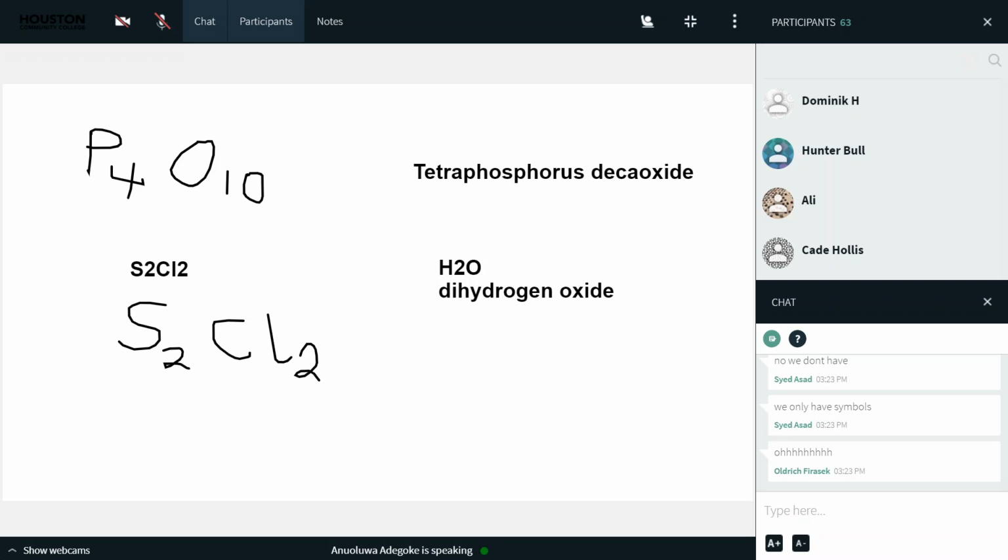I will try to attach another periodic table that has names, but the names will be really small. And no, you're not allowed to use your textbook on the exam. Yes, I will attach two, the one with the names and the one with just the symbols.